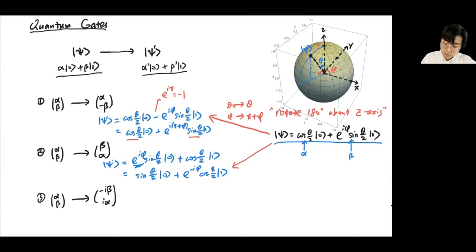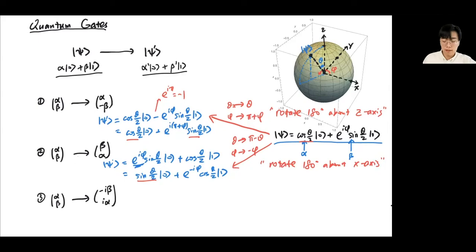Okay, so what is this transformation? This time we map theta to pi minus theta so that cosine theta over 2 becomes sine theta over 2, and sine theta over 2 becomes cosine theta over 2, and phi becomes minus phi. And this, in fact, similarly, is a rotation by 180 degrees about the x-axis. Again, you can perform this rotation about the x-axis to verify this process.